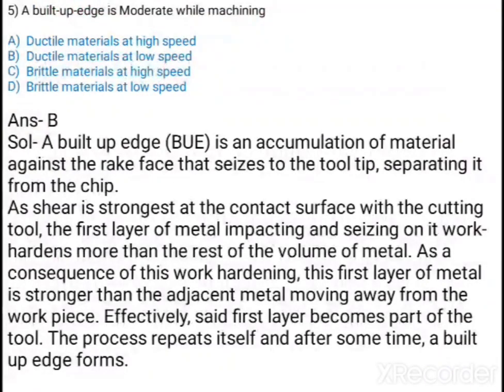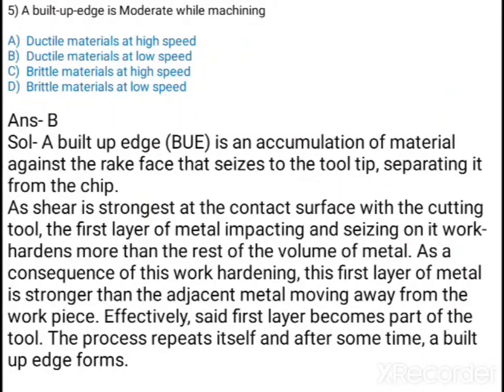Ductile material at a very low speed. Let's discuss why it is so. During machining of ductile materials, because of high toughness, the energy wave produced due to shear is absorbed by the material, and hence the wave disappears somewhere in the middle.